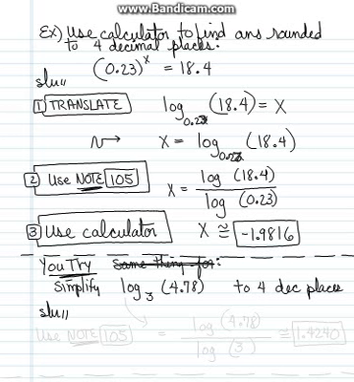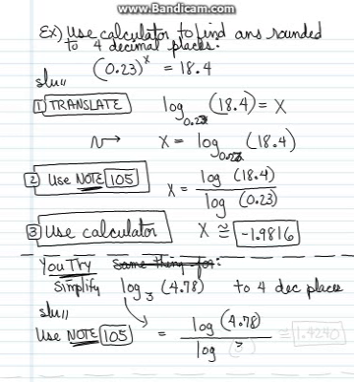The first thing we're going to do is step 2, translate. No, we don't need to translate this. What we need to do is just use note 105 to write it in a new base. So this is equal to log, and now I'm going to choose log base e or log base 10 because my calculator can evaluate it. So I'm going to use 10 here, log base 10 of the number 4.78 over log base 10 of the number 3.